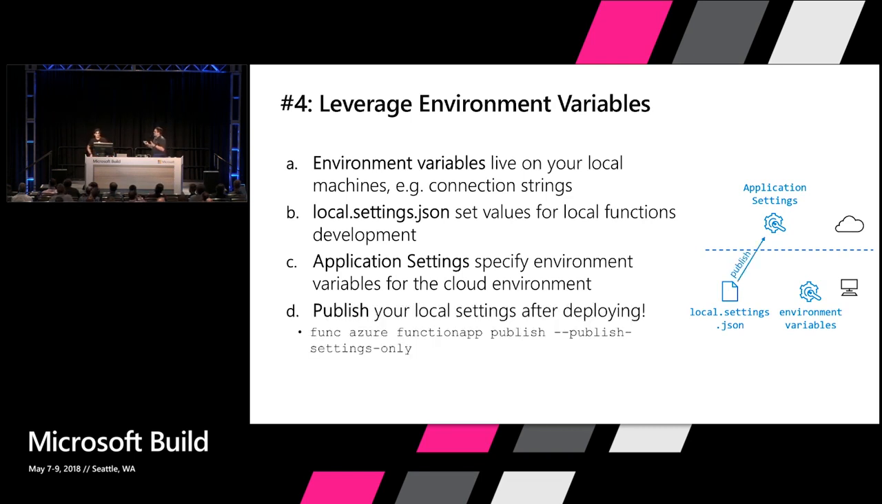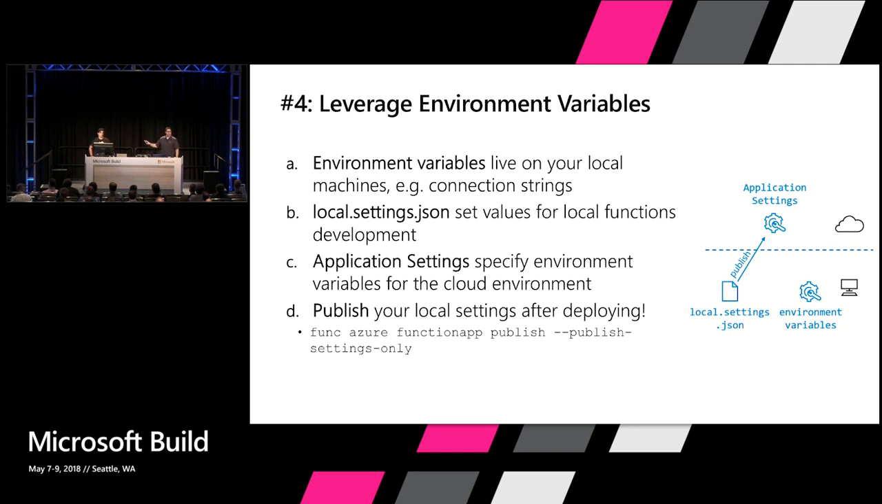And one important tip that a lot of people miss is they'll get everything working locally, they'll publish their function app to the cloud, but they won't go and set their environment variables in the cloud. So now their function wakes up, it tries to figure out what Cosmos DB database do I connect to, it doesn't see an application setting in the cloud because you only have it in your local.settings.json, and things don't work.